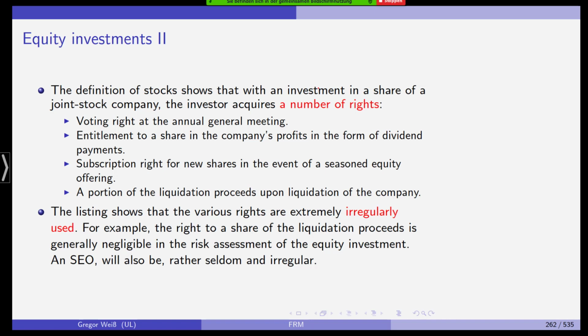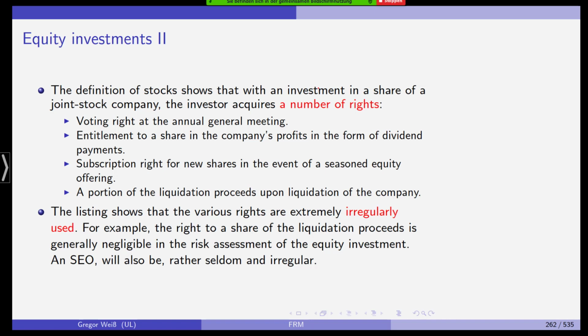First of all, you have a voting right at the annual general meeting, bei der Jahreshauptversammlung. You're entitled next to a share in the company's profit in the form of a dividend payout. You also have the subscription right for new shares in the event of what we call a seasoned equity offering, an SEO, which is nothing but, you can say, a second IPO or a third IPO.